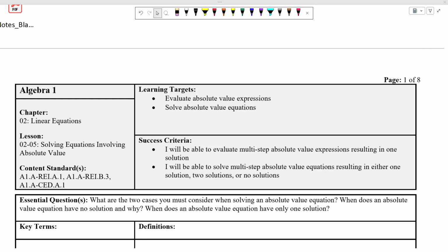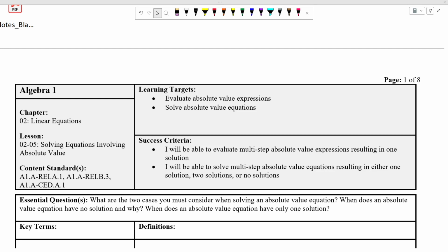Let us understand our learning targets for today. Today we will be evaluating absolute value expressions, and we will also be solving absolute value equations. So how do we know that we're going to be successful today in this endeavor? Well, simply put, we will be able to evaluate multi-step absolute value expressions, which result in one solution. Furthermore, we will be able to solve multi-step absolute value equations, resulting in either one, two, or no solutions at all.